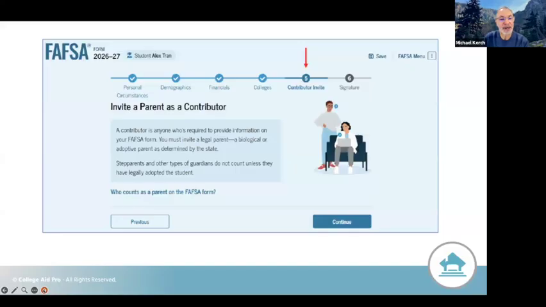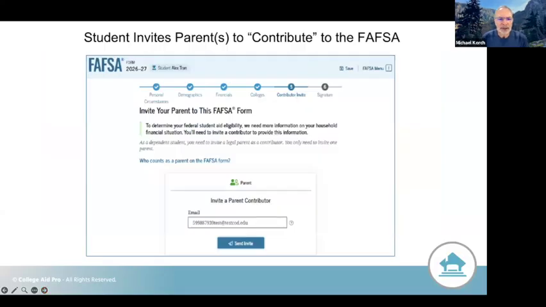Okay, and then here's the part I was referring to earlier where you're almost to the end, you're inviting a contributor to contribute information, where you would put in their email address, and it would send off that invitation to them. There you can see there's the little invite a parent contributor. You type in that email address and send the invitation, and then they'll get that. It happens pretty quickly. It'll show up in their email then.